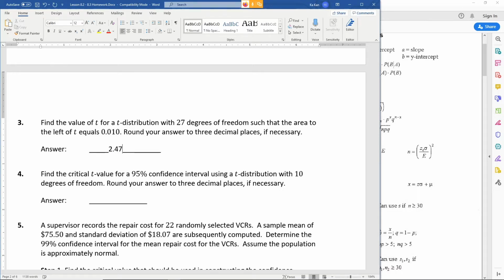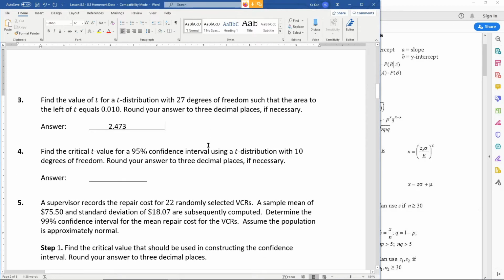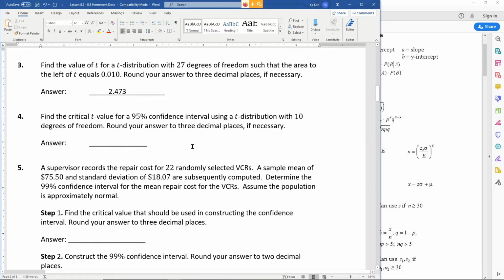2.473. Now, I just want to let you know, none of that is too important for our purposes. This is just to get you to understand how you find those critical values. For confidence intervals, we'll be using calculators. This is more important for the next unit when we do hypothesis tests. But I'll talk more about it by then.